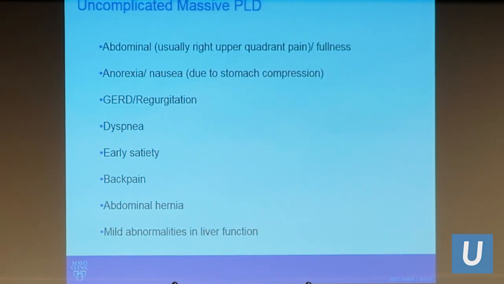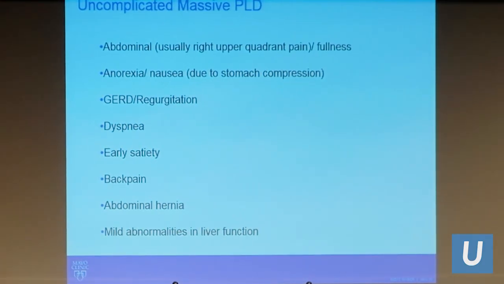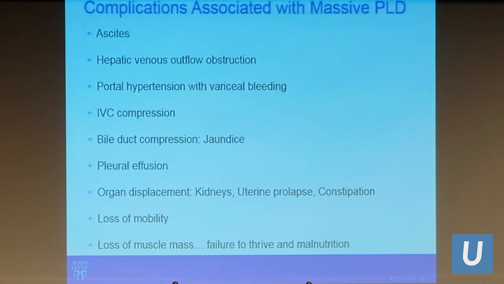So now, getting to those patients with more severe massive disease, again, they're not that uncommon. Patients present with abdominal fullness, a very common symptom, and then, as it gets more severe, loss of appetite. Reflux is very common and can be managed with proton pump inhibitors or other acid suppressive measures. Dyspnea is very common, as are early satiety, back pain, hernias as mentioned by others, and mild abnormalities in liver function as mentioned by Arlene. But these have to be watched. Sometimes there's something else going on.